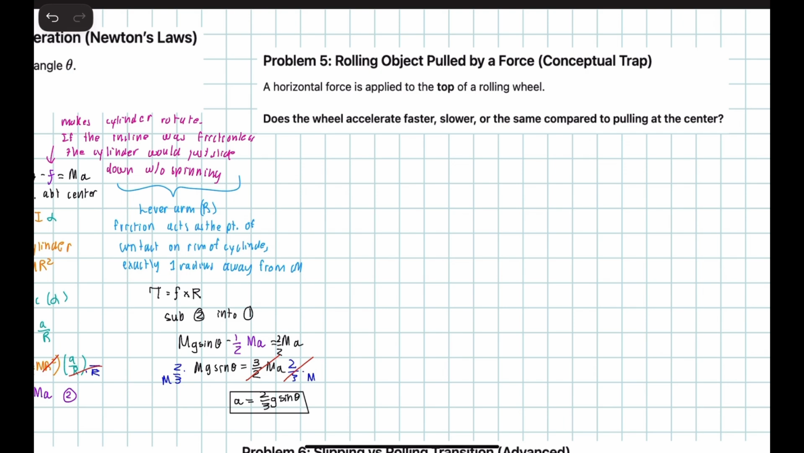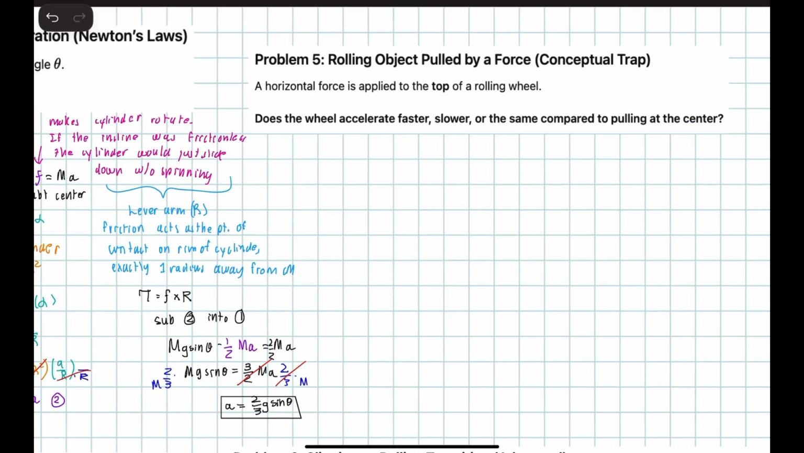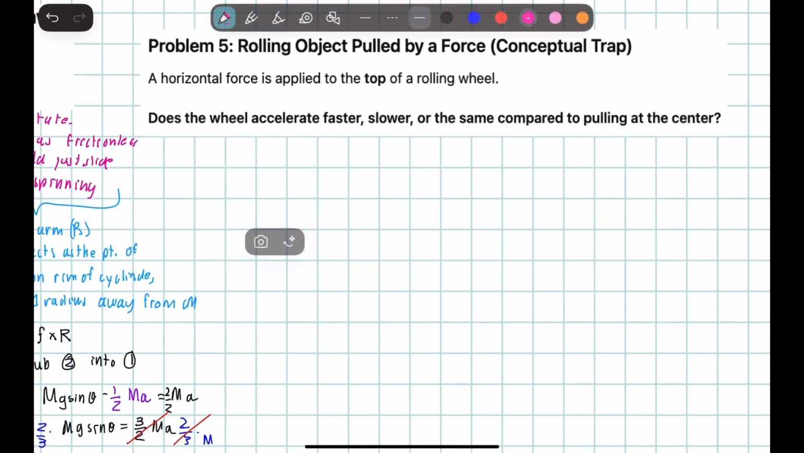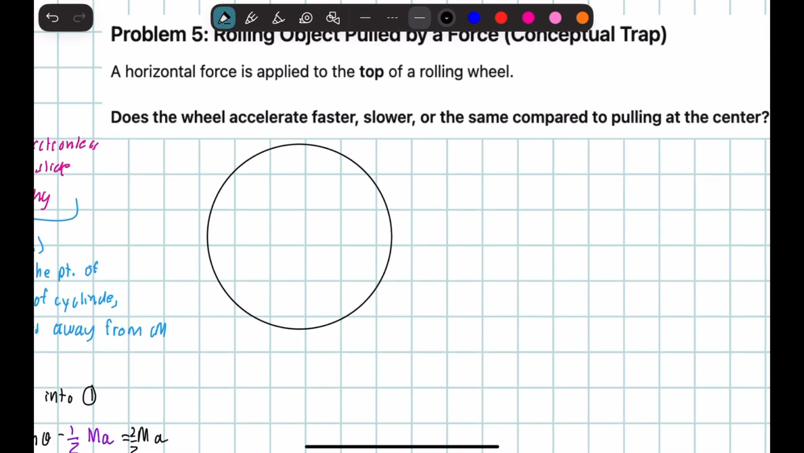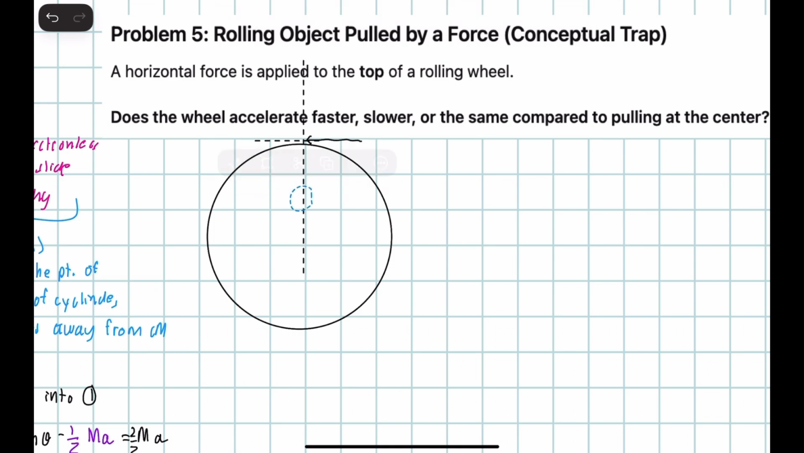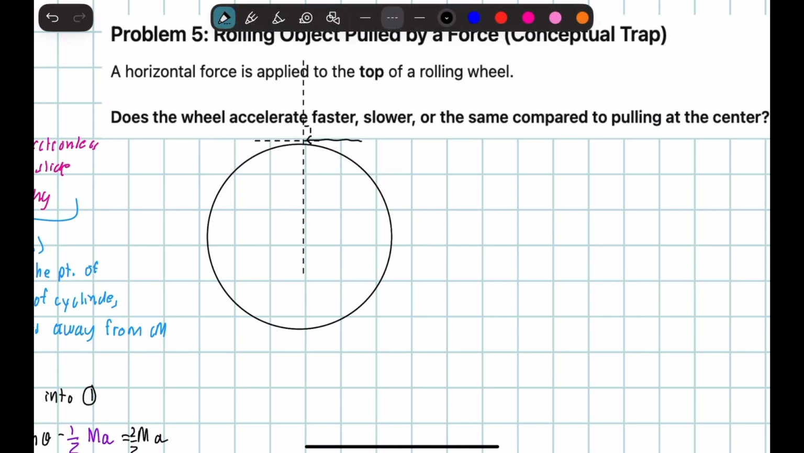A horizontal force is applied to the top of a rolling wheel. Does the wheel accelerate faster, slower, or the same amount compared to pulling at the center? Let us visualize this. We have a horizontal force applied to the top of the wheel. So that means that it's tangential, because we can imagine that here, that will be 90 degrees.